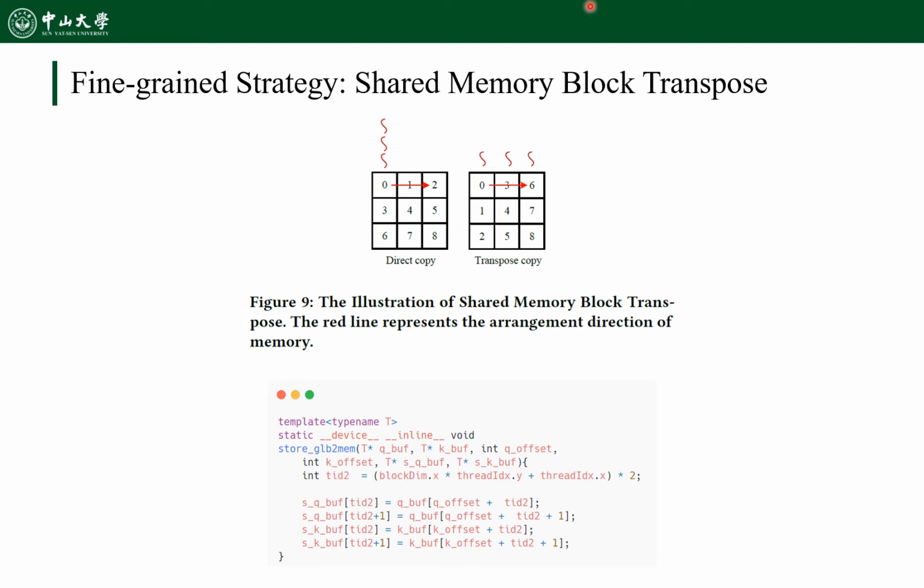To solve it, we adjust the data layout in the shared memory and make threads in the same warp access data in different banks. As shown in the right part, the mini block is transposed when migrating data from the global memory to the shared memory. In this way, threads in the same warp won't access data in the same bank, and the shared memory bank conflicts are eliminated.